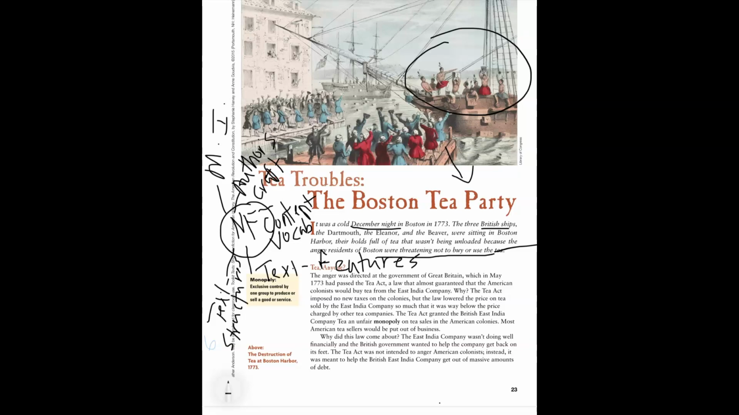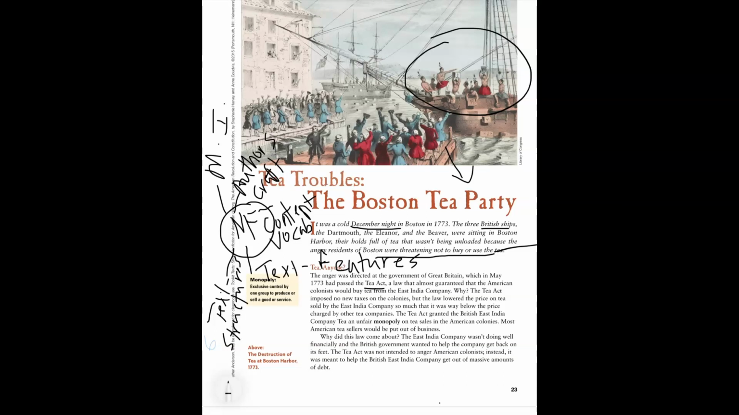Okay, tea anyone? The anger was directed at the government of Great Britain, which in May of 1773 had passed the Tea Act. Oh, I remember reading about the Tea Act in the book that I chose to read to get an overview of the American Revolution. And I know that that's something that's important. So I'm going to underline it. A law that almost guaranteed that the American colonists would buy tea from the East India Company. Why? The Tea Act imposed no new taxes on the colonies.